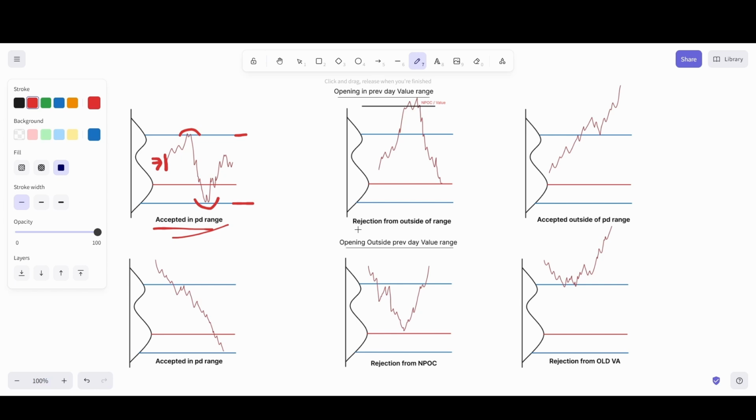And the second one is rejection from outside of the range. Let's suppose it opens here, and same as before, this is the previous day value area. It breaks the value area at this point but doesn't sustain. Let's suppose there is some higher value here, I mark this value area high or some NPOC here. After taking that value, price doesn't sustain outside and starts rejecting from that value. That means price is again going to accept back into the range.